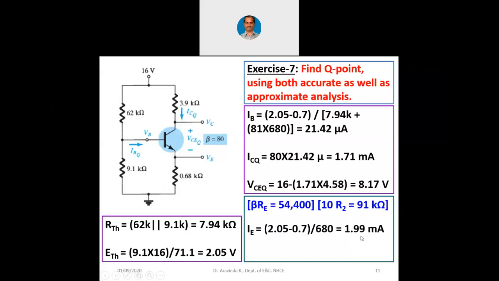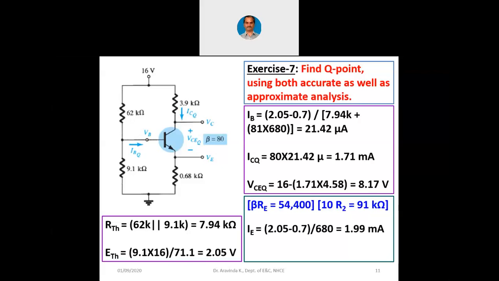That is 1.99 milliampere. You see the difference here? In the earlier case it was 1.71 milliampere. Here it is 1.99 milliampere. That means there is a difference. But if you compare this difference with the earlier circuitry of self-bias and fixed bias, there the differences are more. Here the difference is slightly less. Still the difference is there even in VDB.